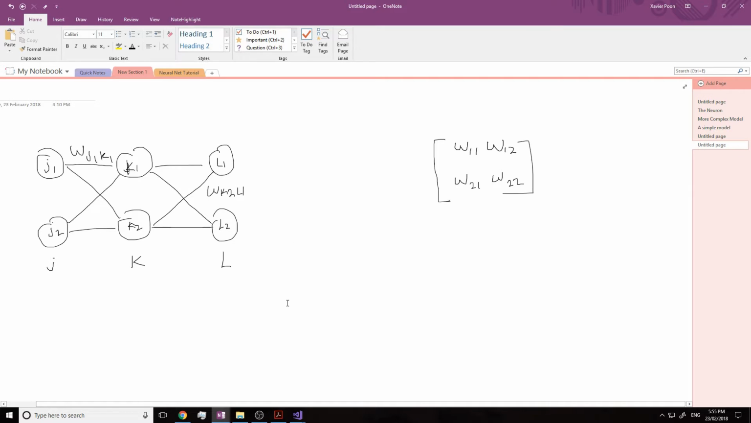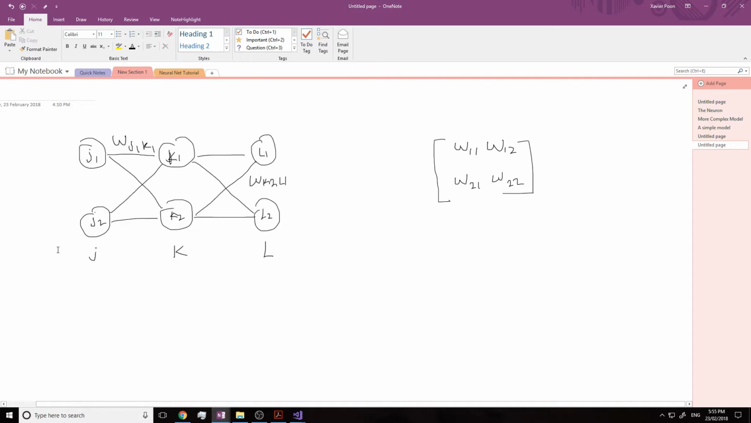Now let's say we have an input value to this network, and that input is I1, I2. So you have I1 here, I2 here. This is how you denote it as a matrix. Now, what happens when we multiply these two matrices together? What happens is that we get the input to layer K, and that would be K1, K2. And I'll show you why this is.